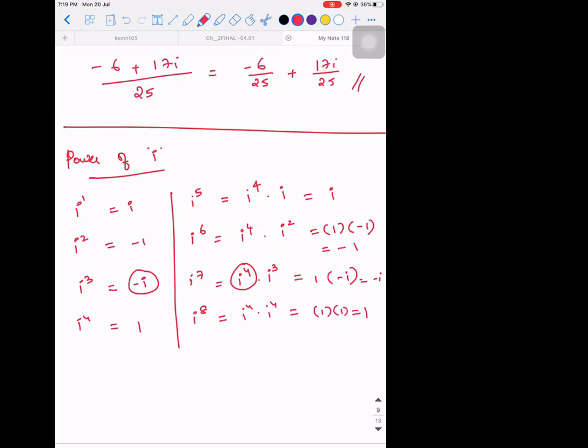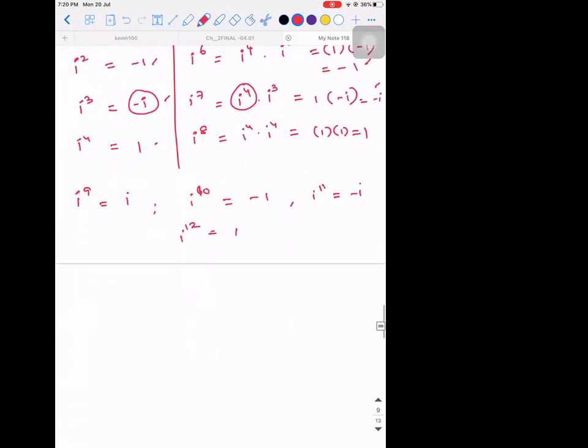Okay, so you are able to observe the pattern gets repeated: i, minus 1, minus i, 1. So what do you think will i power 9 be equal to? i. i power 10 will be equal to minus 1. i power 11 will be minus i. And i power 12 will be equal to 1. So if in the same format I ask you a question like what is i power 243, what will you say? Minus i. So how do you get it?